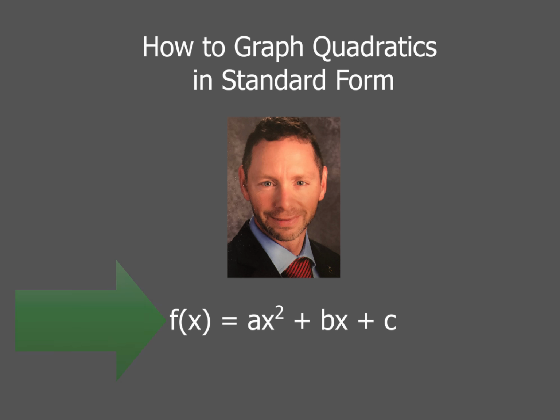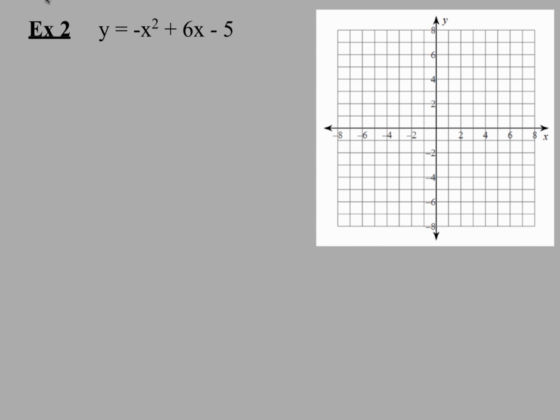Now, on to our second example. If you missed the first one, be sure to go back and watch how to graph quadratics in standard form, example number 1. So here in example number 2, we've got the equation y equals negative x squared plus 6x minus 5. So first, we're going to write down our a, our b, and our c values. Now the a value is a negative sign in front of the x squared, so that means our a value is negative 1. The b value is 6, and the c value is negative 5.